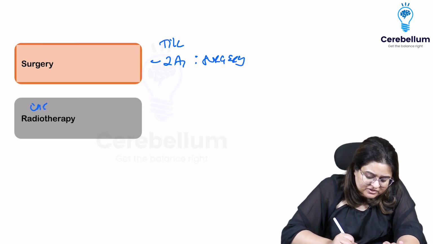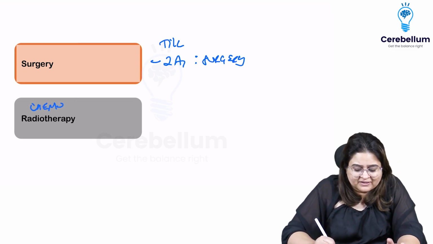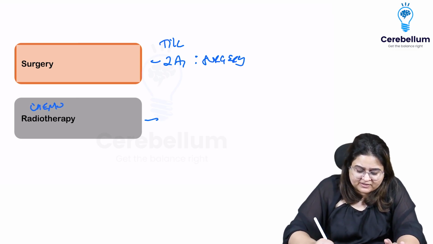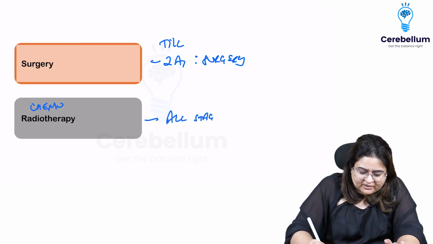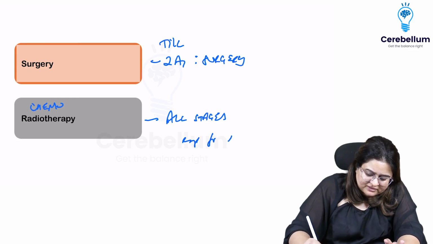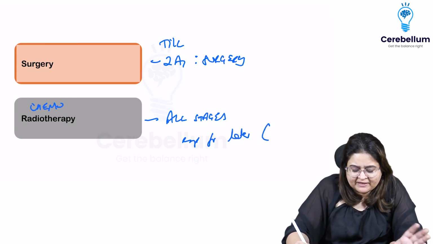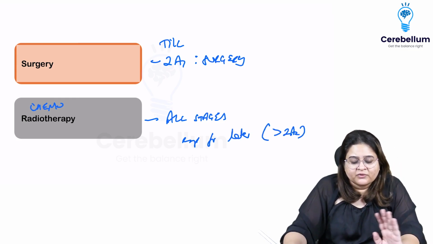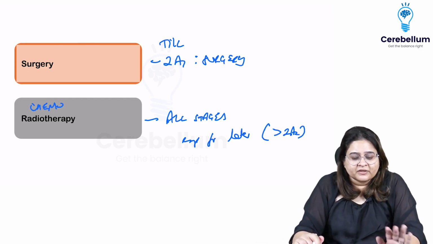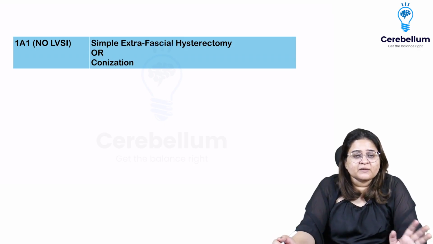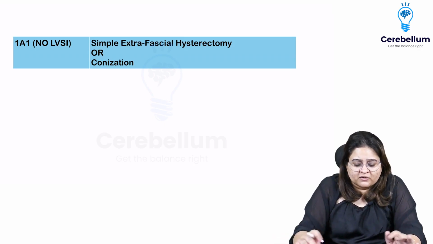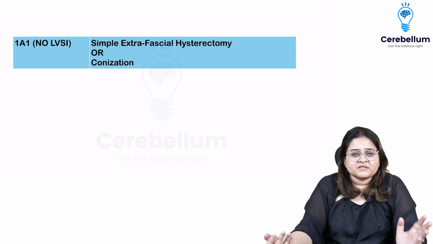And chemoradiation, remember this is chemoradiation, can be done in all stages, especially for later stages. By later stages, I mean anything more than 2A2, you will do chemoradiotherapy. But chemoradiation can be done for all stages. Now, just in a quick table, what is the surgery you do?